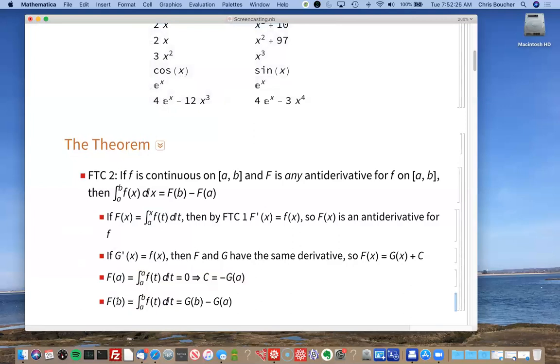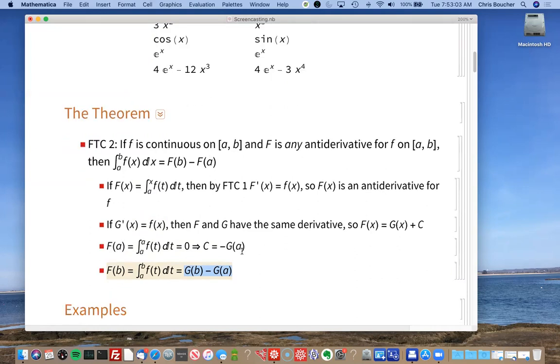Similarly, capital F of b, so I'm just taking this definition for capital F and plugging in a couple of different inputs. First, I plug in an a for x, then I plug in a b for x. When I plug in a b for x, I get the thing I want to compute, right? The integral from a to b. And what should that be? It should be capital G of b plus c. But c is minus G of a, so I get G of b minus G of a. And what is the conclusion? G here was any old antiderivative of little f, and I've concluded that the integral from a to b of little f is capital G evaluated across the endpoints, which is what we wanted to show.